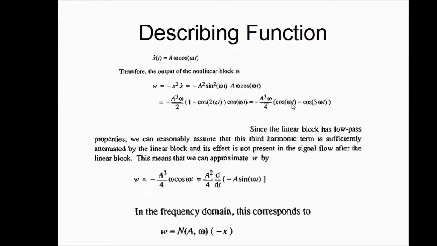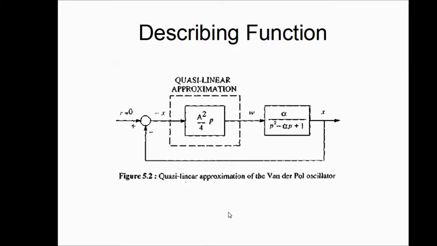So with these assumptions, the W becomes this quantity, which in the frequency domain takes this form because the derivative becomes multiplication with omega. So the n a omega contains everything else and is multiplied with negative of x of s in the frequency domain. So with those simplifications, with those assumptions, we have the nonlinear part taking this block, which is called the quasi-linear approximation. So this whole thing is a quasi-linear approximation of the van der Pol oscillator.